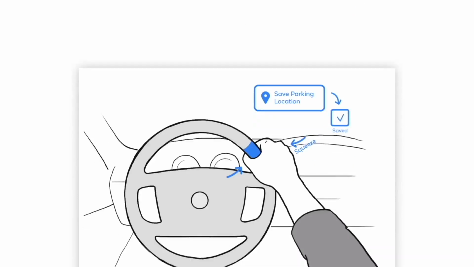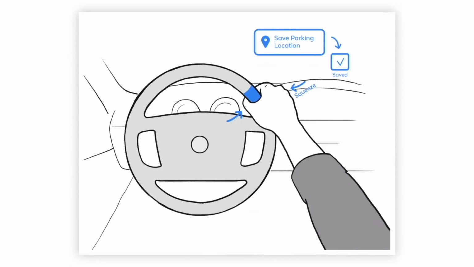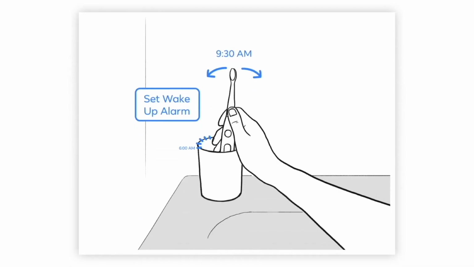Similarly, the unload phase is opposite to the load phase. It takes place when the object becomes supported by the surface once again, and the task involving the object concludes. During this phase, a viewer might squeeze the steering wheel to save their parking spot location. Or, when unloading a toothbrush, the viewer may tilt it along the back of the cup to set a morning alarm.